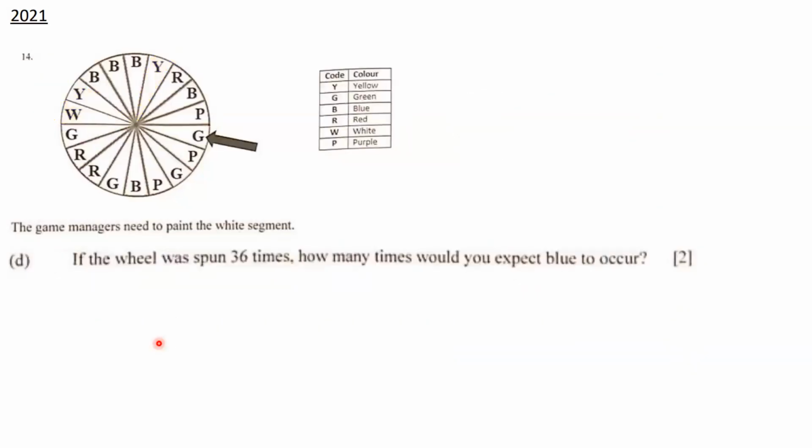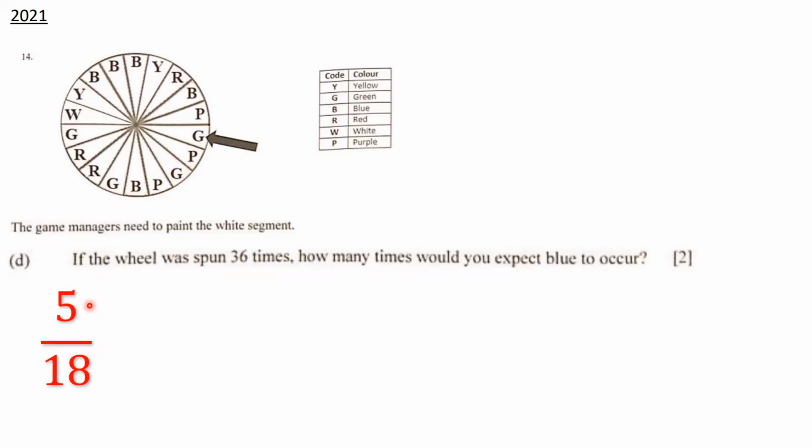It says, if the wheel has spun 56 times, how many times would you expect blue to occur? The first thing that we need to do is figure out the probability of blue. So blue is going to be 5 out of 18, because let's count blue again: 1 for blue, 2, 3, 4, and then 5. So the probability of blue is going to be 5 over 18.